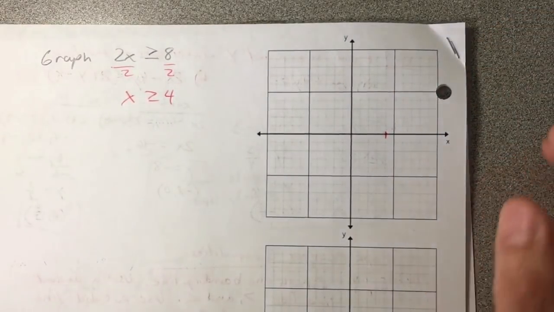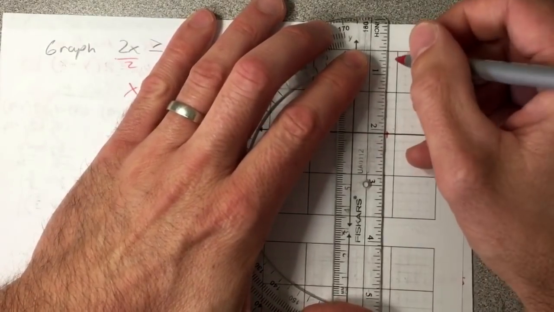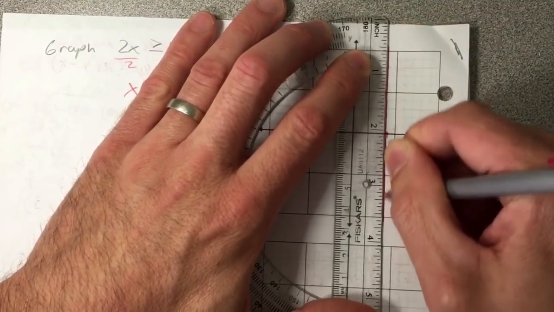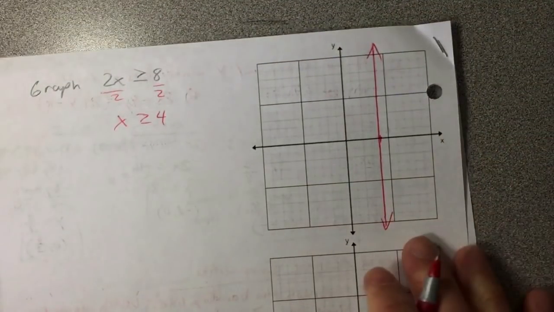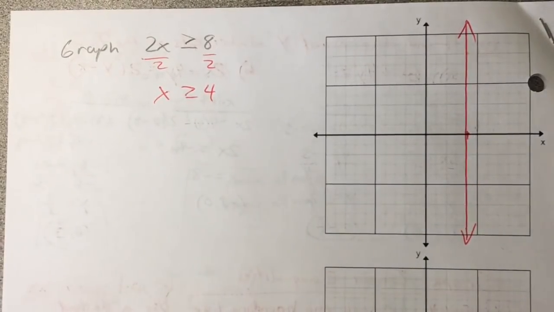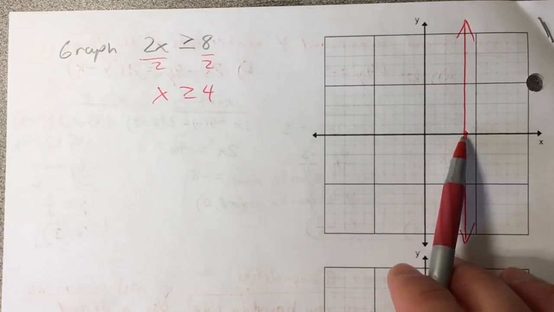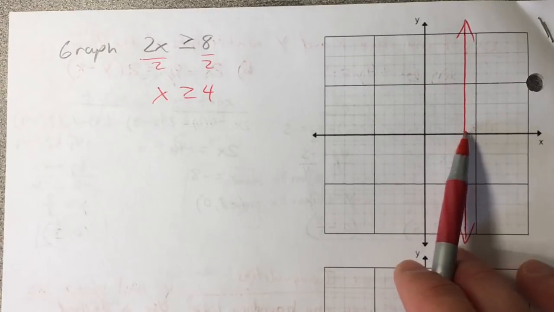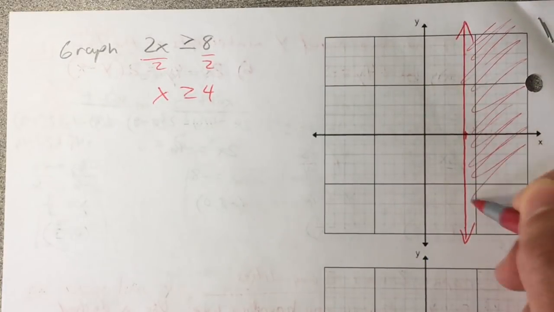Solid line or dashed? Because it's equal to, I'm going to make a solid line going through there. And once we've got our line drawn, then we need to shade. Let's think about this. x is greater than or equal to 4. Where are we going to be greater than 4 on the x values? To me, that's pretty clear. It's going to be to the right. So we're going to shade to the right.